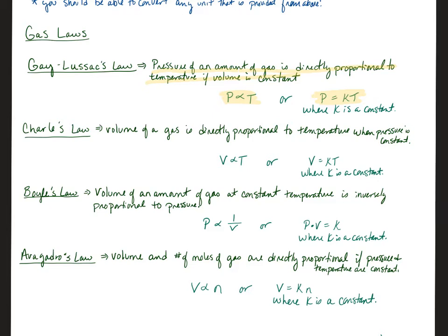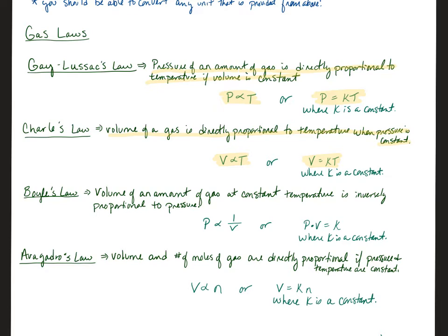Then Charles' law states that the volume of a gas is directly proportional to temperature when pressure is constant. So now we keep pressure the same, and we say that volume is directly proportional to temperature. In other words, V is equal to T times some other constant. I'm assuming these constants are different at this point.